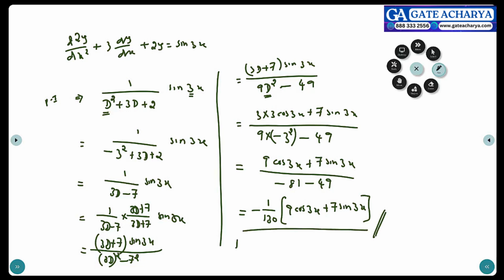When you complete this, try this. Find the particular integral of d cube plus 3d plus 2 into y is equal to cos x. Okay, you find what is the particular integral of this case. D cube plus 3d plus 2 into y is equal to cos x. Particular integral alone.